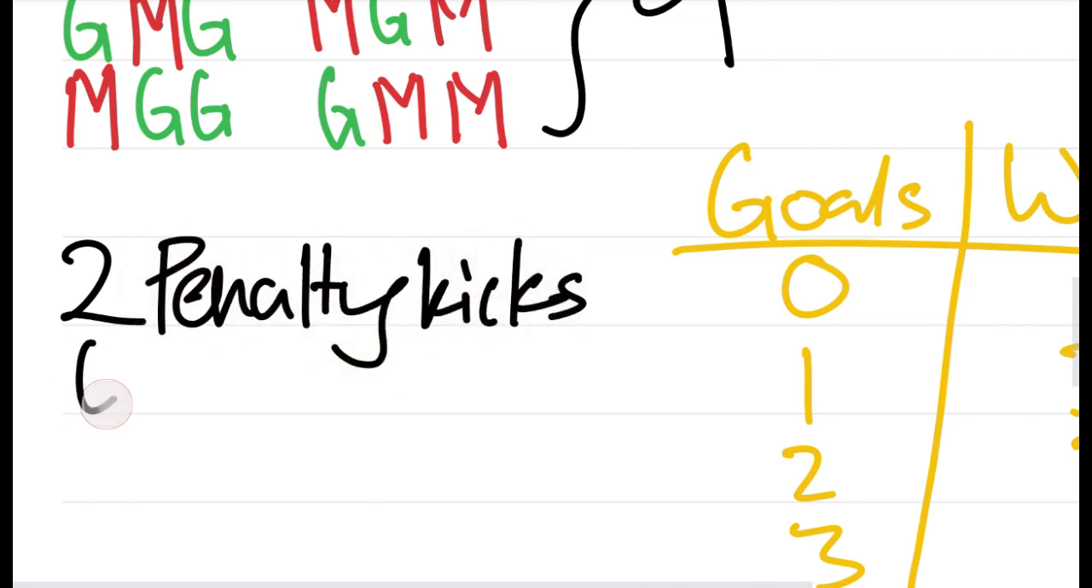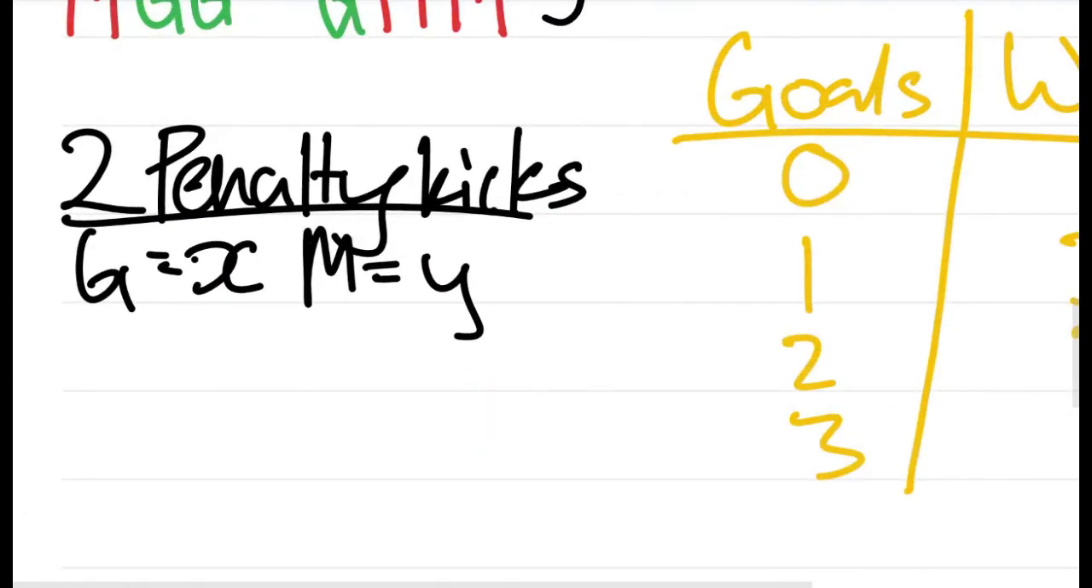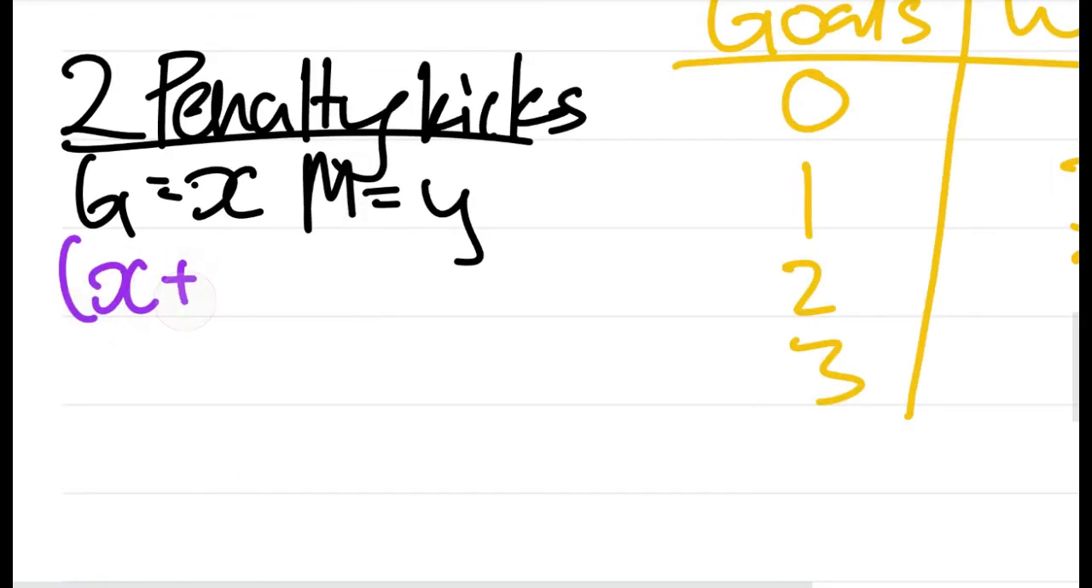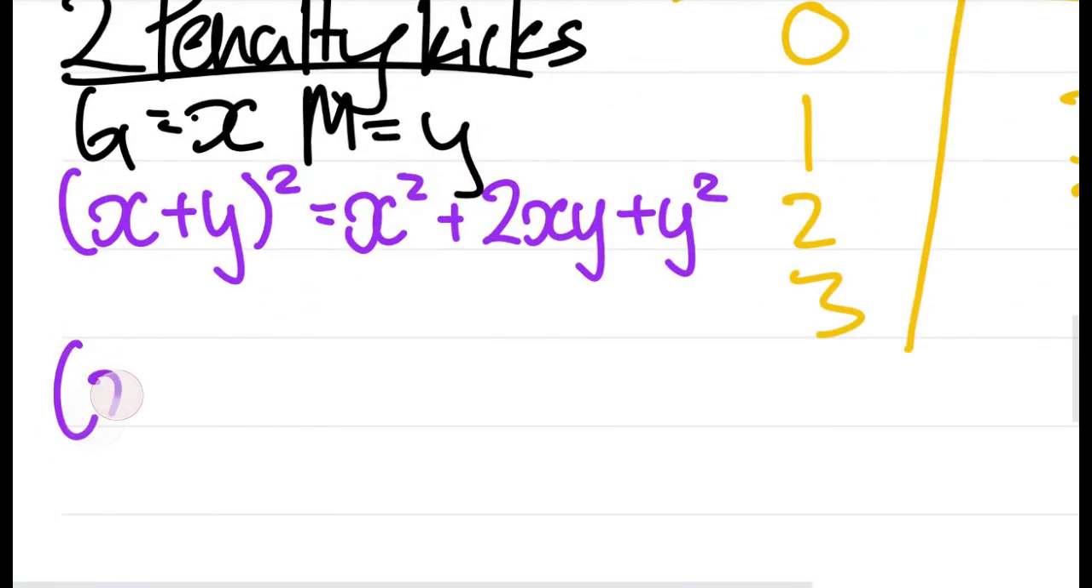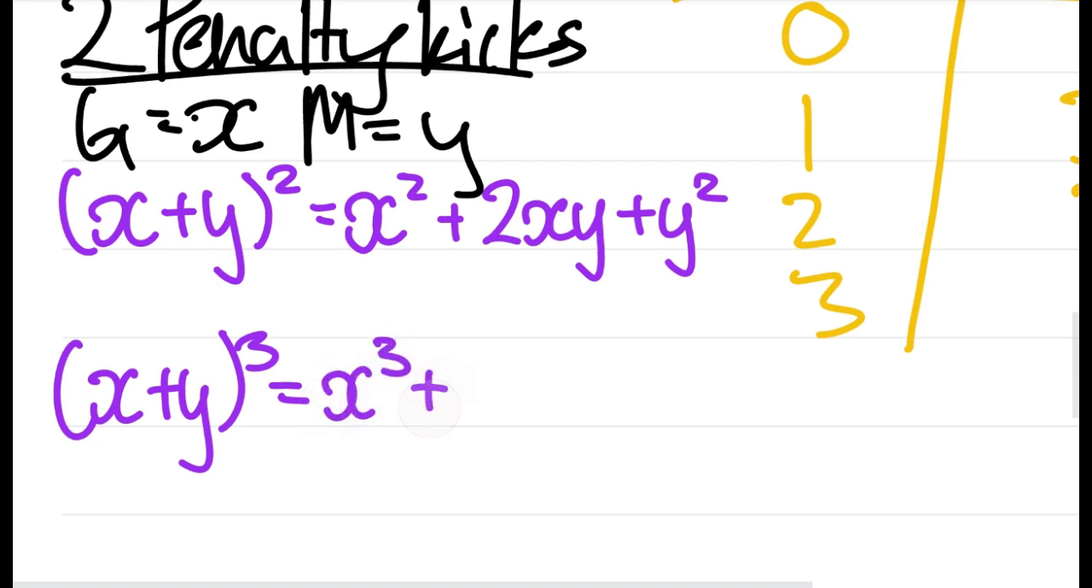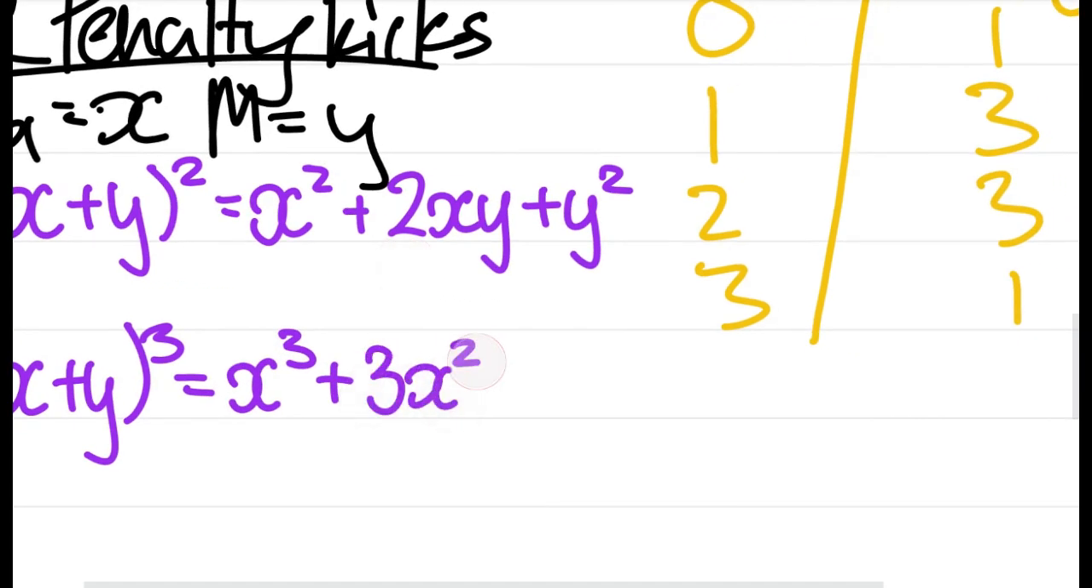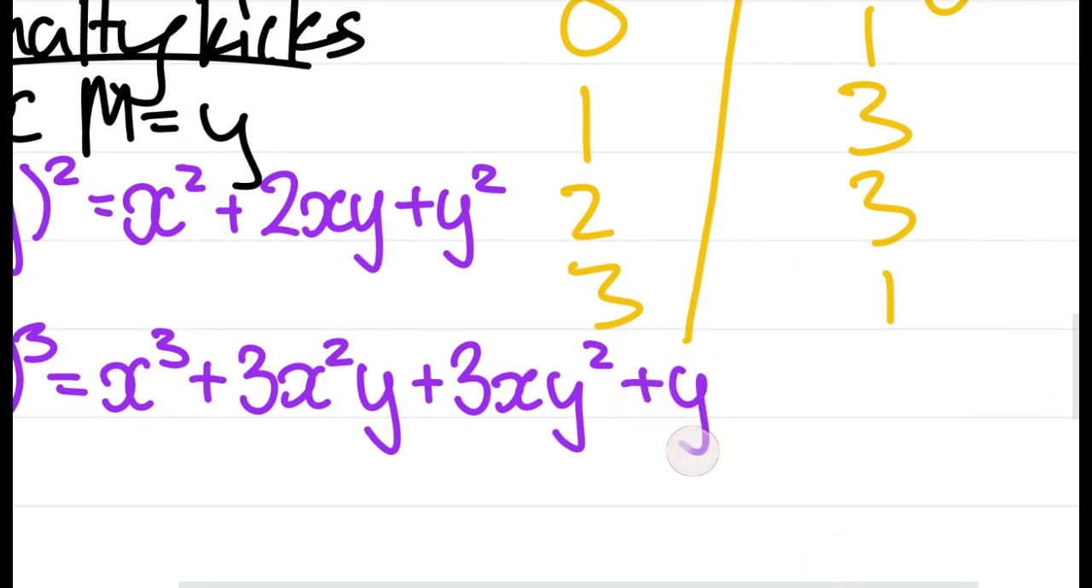Like I said earlier, G is now equal to X and M equals Y. So I hope you guys remember that when I do (x + y)^2, that will equal x^2 + 2xy + y^2. Seems familiar. Now, let's say if I do (x + y)^3, that would be x^3 + 3x^2y + 3xy^2 + y^3.